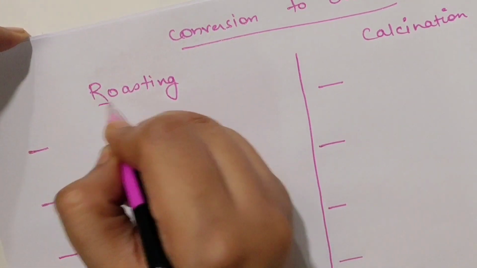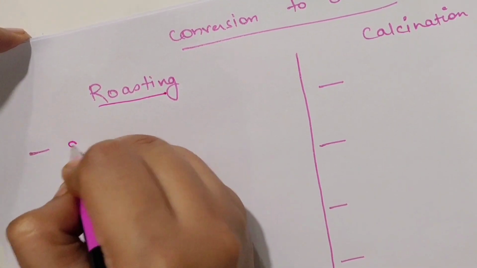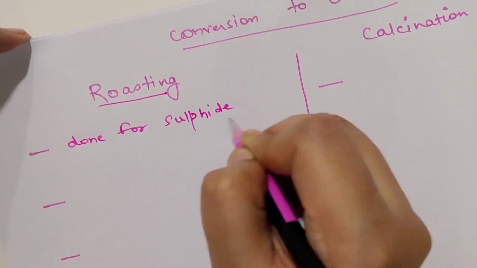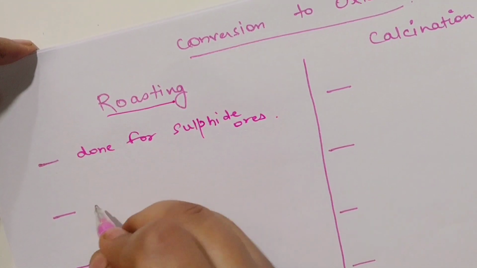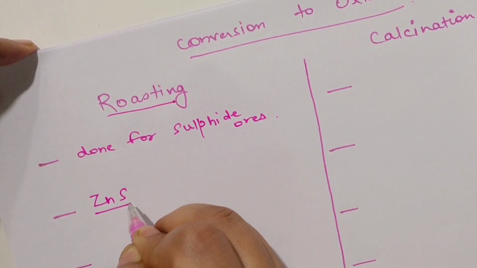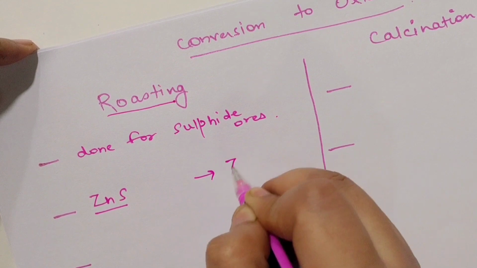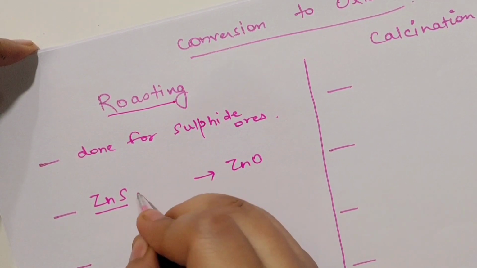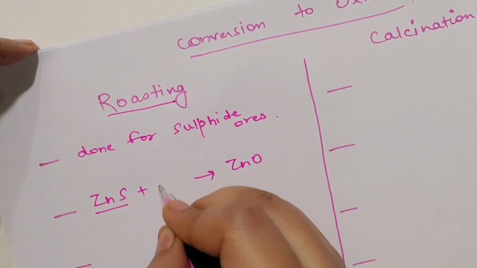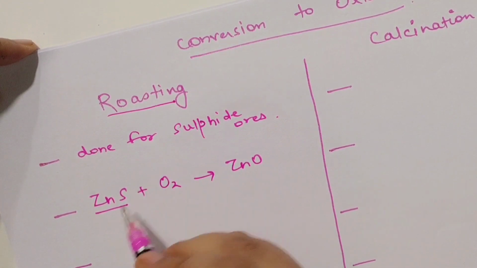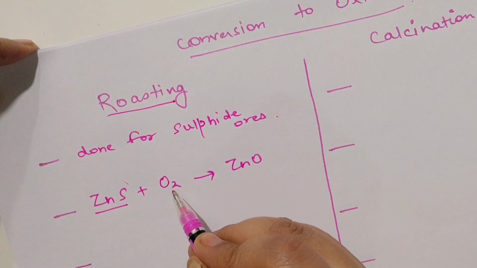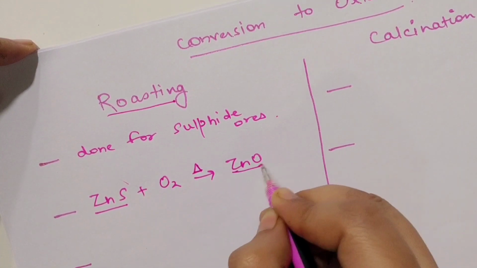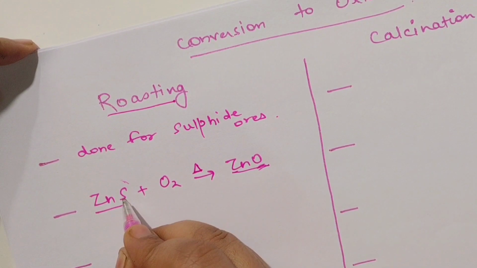First is roasting. Roasting is done for sulfide ores. If, let's say, we have zinc sulfide, we need to convert it into zinc oxide. For that we need to give oxygen, because zinc sulfide does not have any oxygen. So roasting is done when the mineral is heated in the presence of oxygen. Oxygen here is important because in the product we want oxygen.